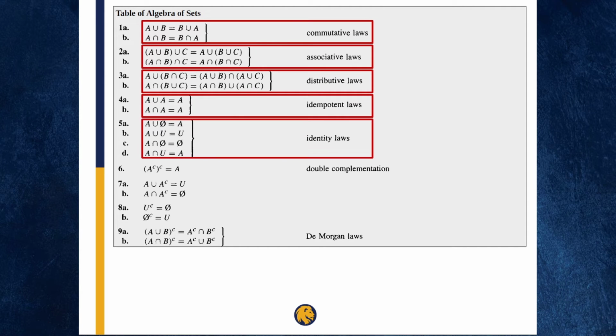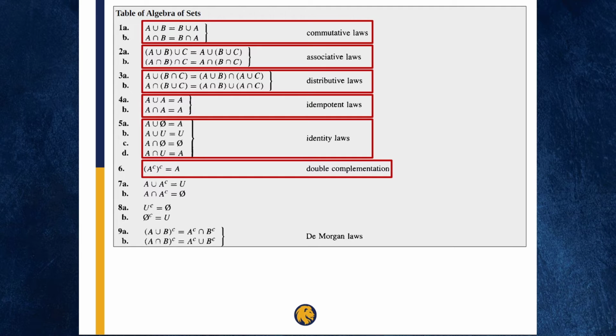Identity laws have to deal with the empty set and the universal set. So you can see here, if we union with the empty set, we get A. If we union with the universal set, we get U. If we intersect with the empty set, we get the empty set. And if we intersect A with U, we just get A.